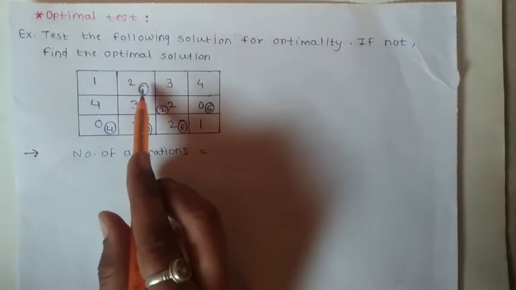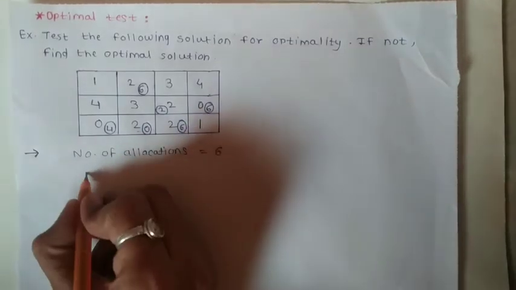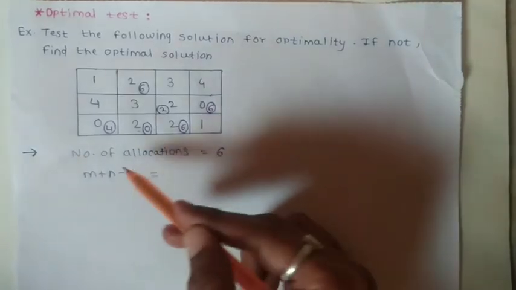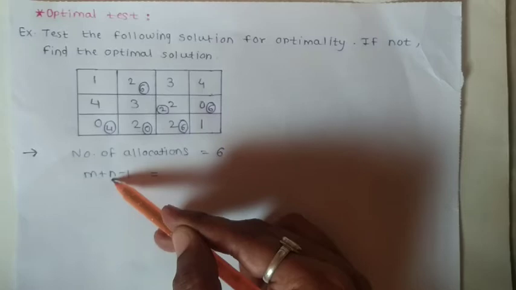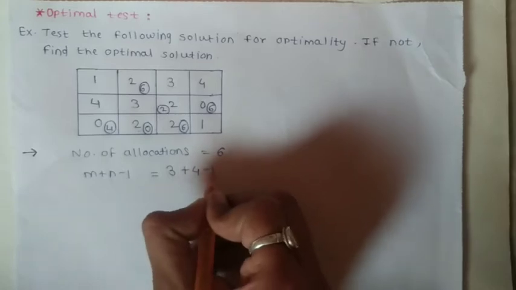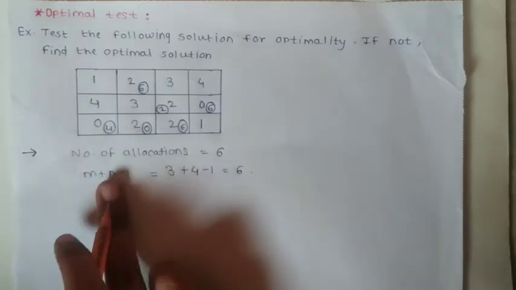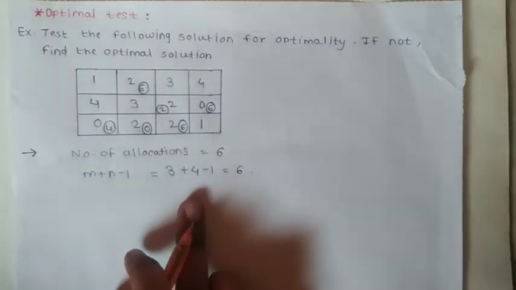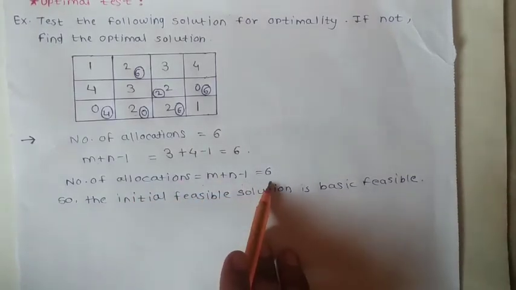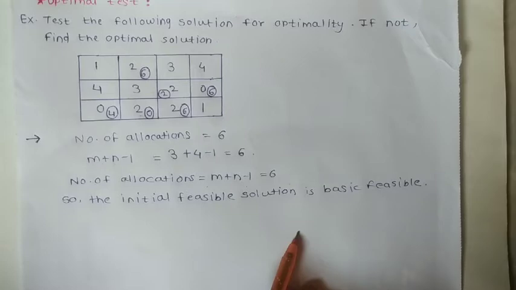Here the number of allocations is 1, 2, 3, 4, 5, 6, and m plus n minus 1. Number of rows means m, number of columns means n. So number of rows 3 plus 4 minus 1 equals 6. So the number of allocations equals m plus n minus 1, which equals 6. So the initial feasible solution is basic feasible.